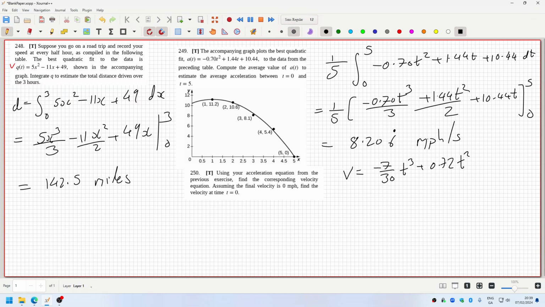Plus 10.44 t. So let me see: 10.44 times 5 plus 0.72 times 25 minus 7/30 times 125. So that is 41.03, so I'm going to need minus 41.03 recurring. This is to make sure that you get a value of V5 equals 0.